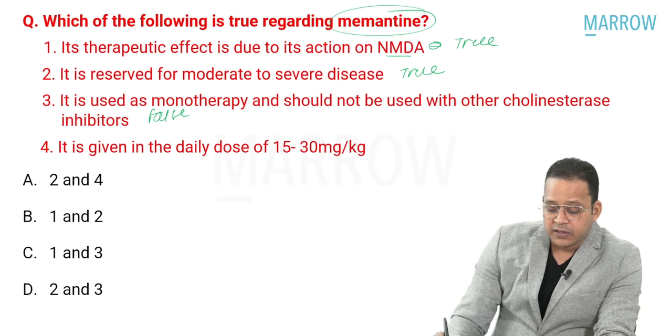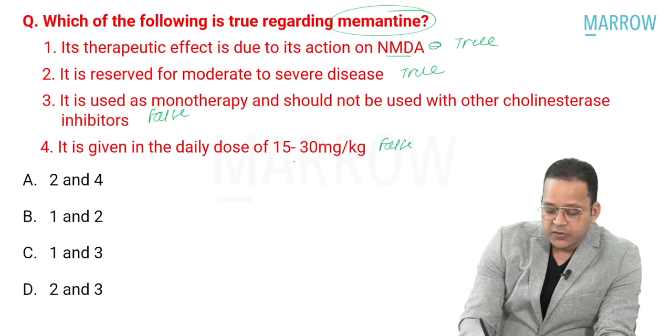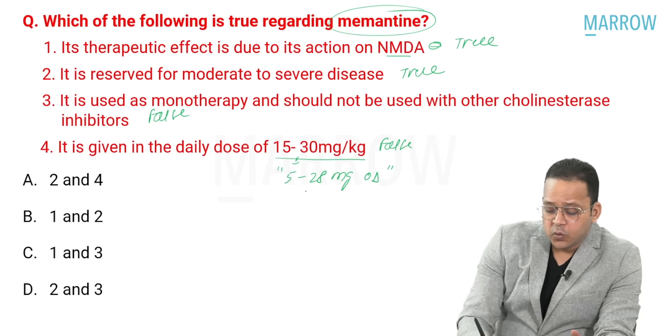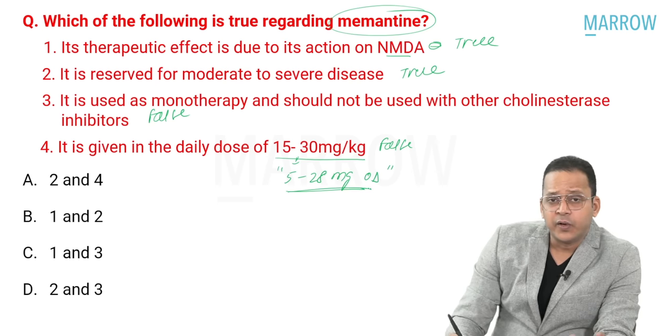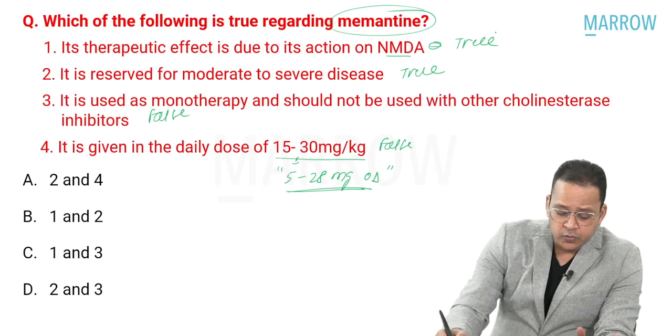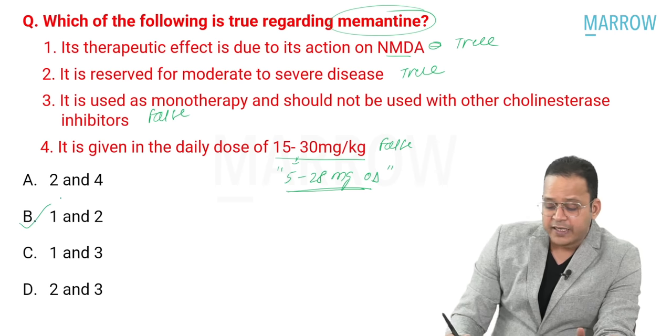It is given in the daily doses of 15 to 30 milligrams per kilograms. It is false. So its daily dose is around 5 to 28 milligrams OD. Its daily dose is 5 to 28 milligrams OD. 5 to 28 milligrams OD is the daily dose. And if you look at this, then obviously what you get the answer here is 1 and 2. 1 and 2 are true. So B is the right answer.